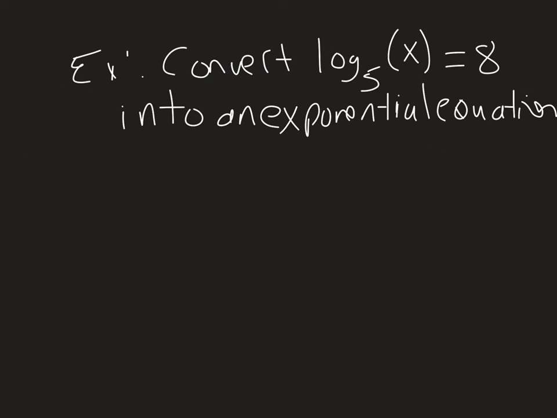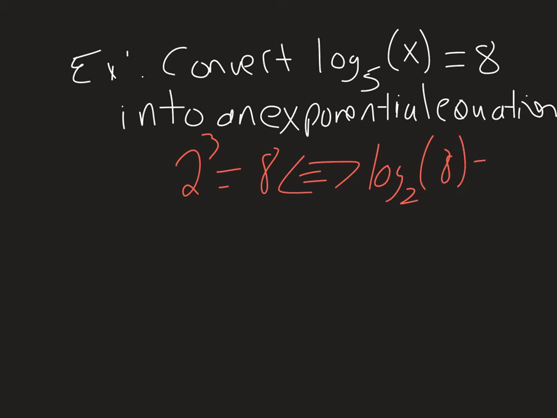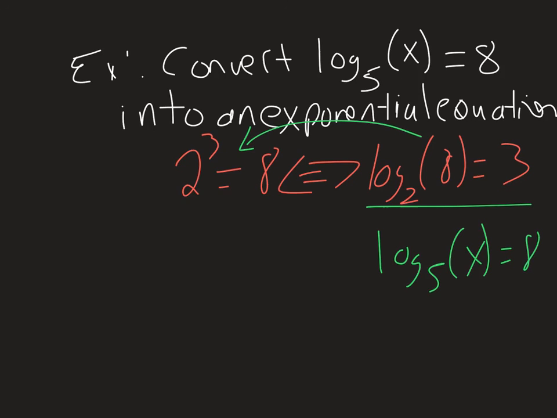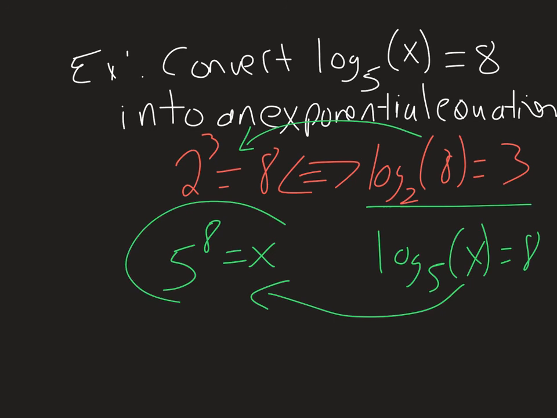Let's take a look at another example. In this case, we have a logarithm and we want to work it backwards to be an exponential. Again, I'm going to write down the example that I use: 2 cubed equals 8 if and only if log base 2 of 8 equals 3. In this case, I have a logarithm and I want to go back to an exponential. So what I have is log base 5 of x equals 8. This means that I'm going to have 5 to the power of 8 is equal to x if I work it backwards. And this would be my exponential.